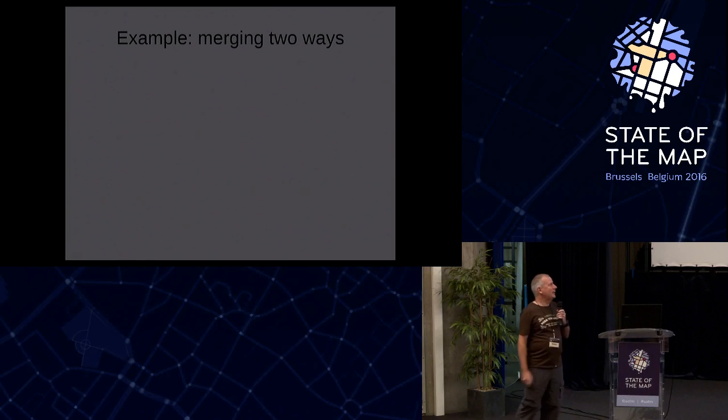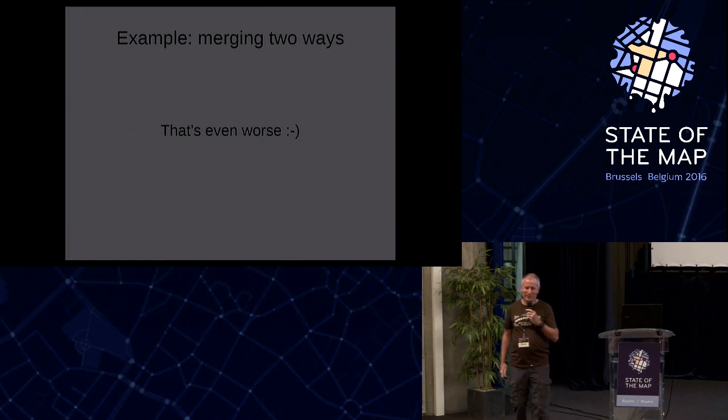And things get really iffy if you're merging two ways, because now and then, to merge two ways, you actually have to change the direction of one of them. And you get all that on the previous page, plus you actually have to check for both ways. You have to check that the roles don't conflict, and so on.